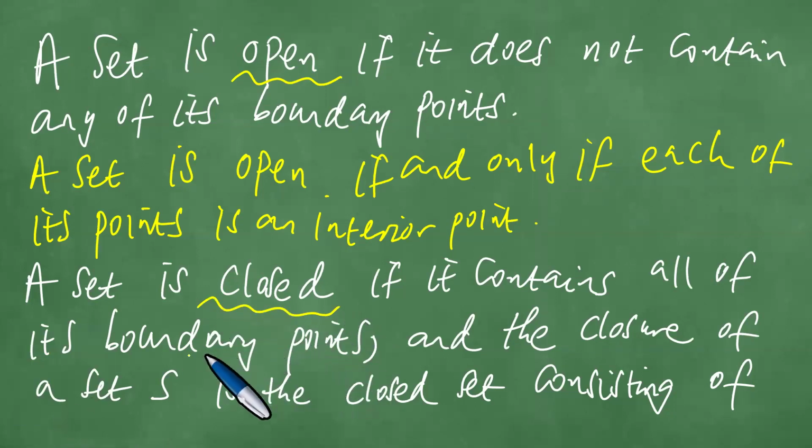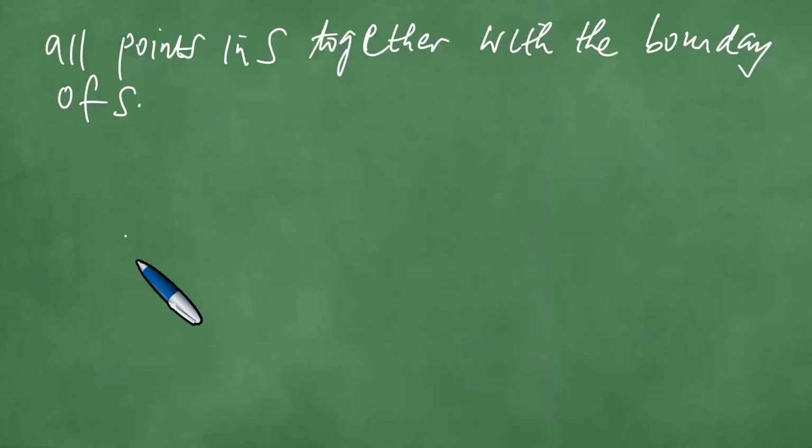A set is closed. When is a set closed? It is closed if it contains all of its boundary points. And the closure of a set S is the closed set. Okay, we're defining the closure. What is the closure of a set? The closure of a set S is the closed set consisting of all points in S together with the boundary of S. That is the closure. If you take all the points in S together with the boundary of S, that constitutes the closure of S. Okay, so we shall discuss the notion of the closure.